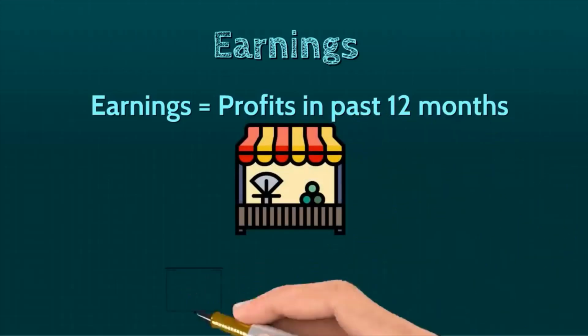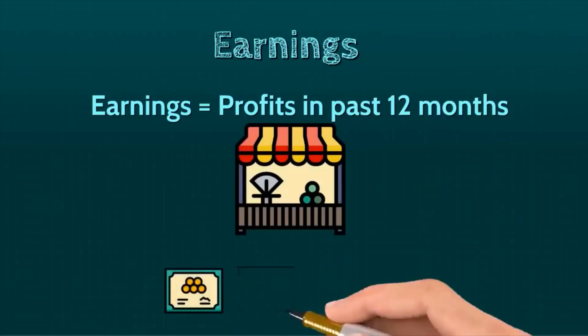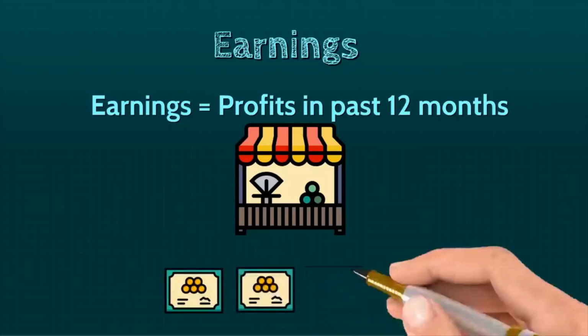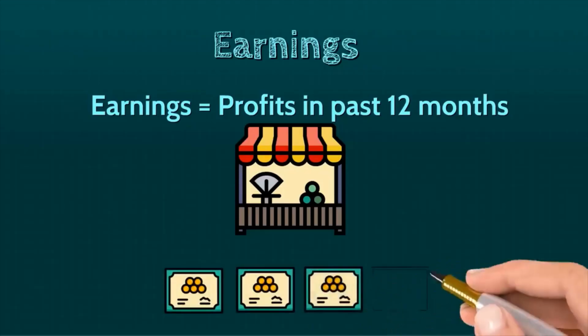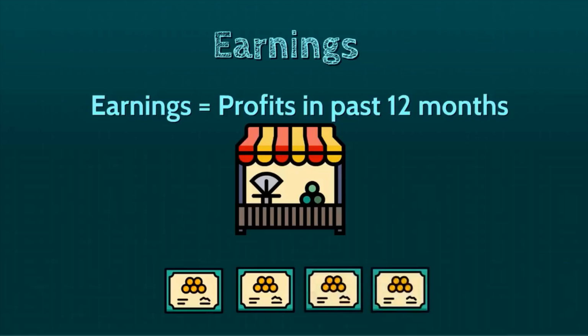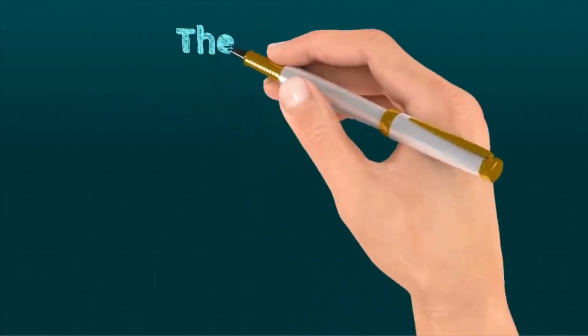Now, stocks are shares of a company, and by owning shares of a company, you are a partial owner of the company, specifically a partial owner of their profits. Let's take this grocery store for example here. It has 4 shares, and let's say the earnings over the past 12 months was $4. That means if you take those $4 and divide it by the total number of shares, which is 4, the earnings per share of stock is $1.